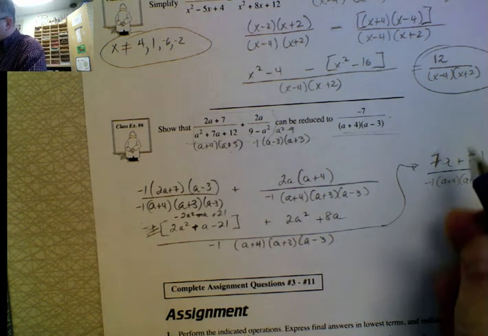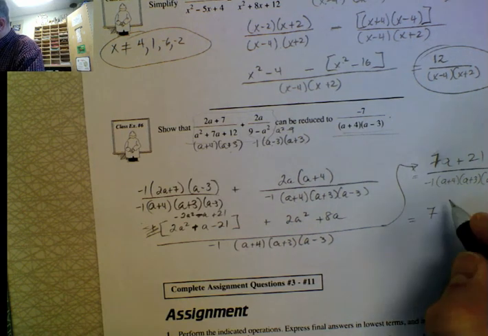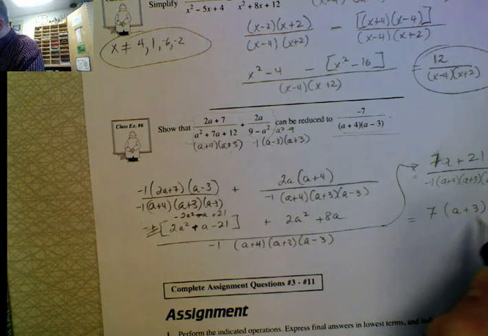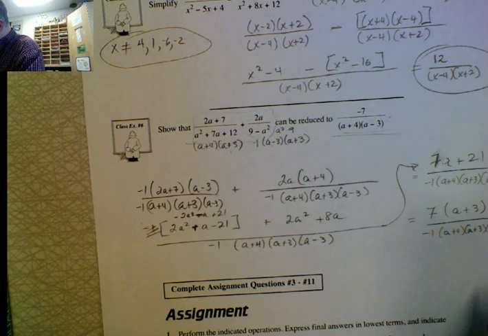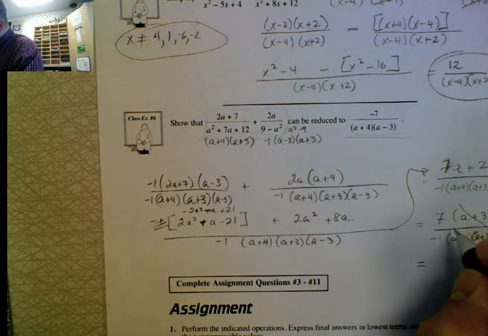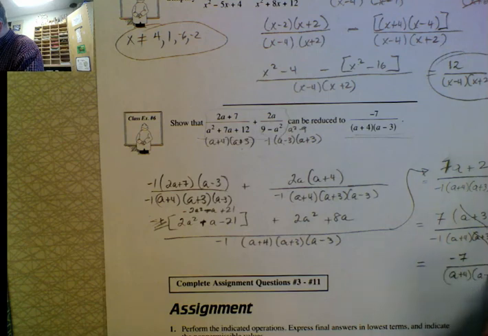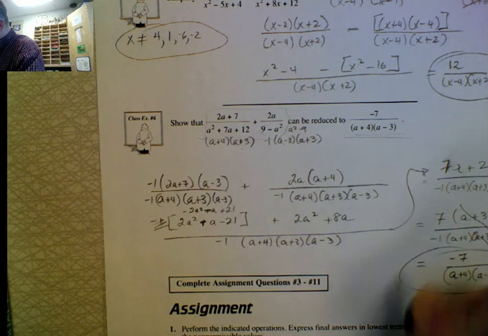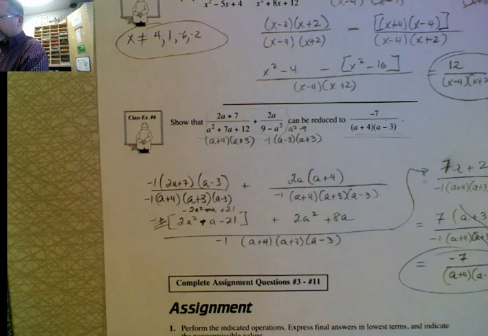Okay, if we look at our numerator now, we can take out a common factor of 7. And if we take out a common factor of 7, we're left with a plus 3, all over negative 1, (a plus 4), (a plus 3), and (a minus 3). Now, the a plus 3's can cancel each other out. Negative 1 divides into 7 negative 7 times, and that leaves me with a plus 4 and a minus 3 in my denominator. There's my answer. Yes, this is exactly the same as what they asked us to come up with.